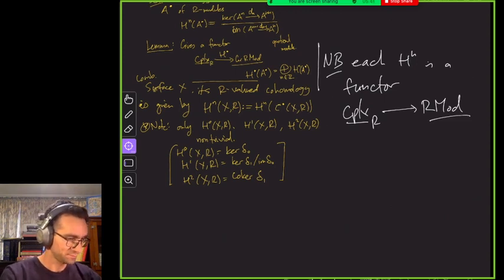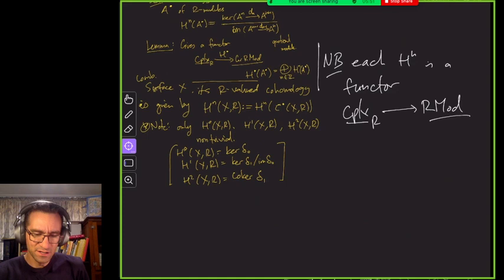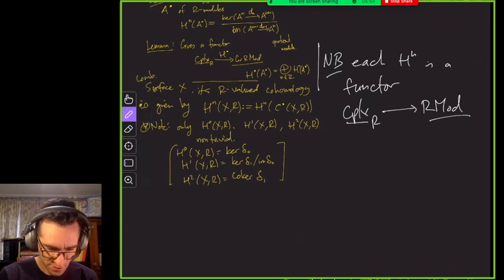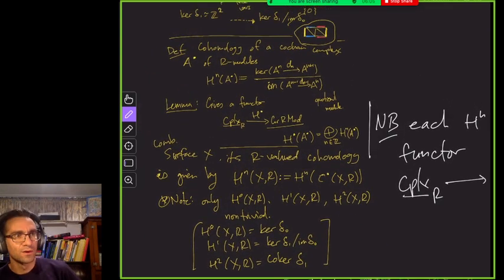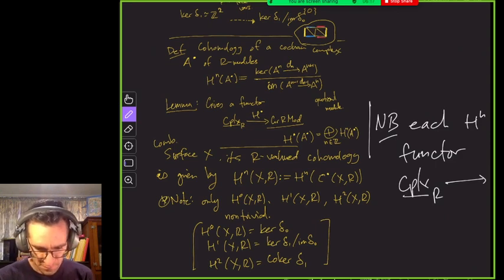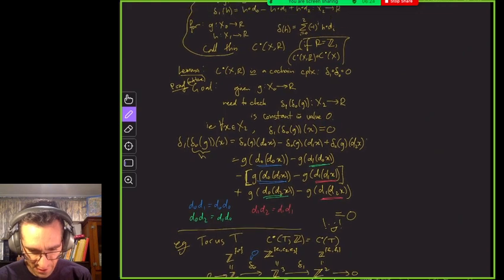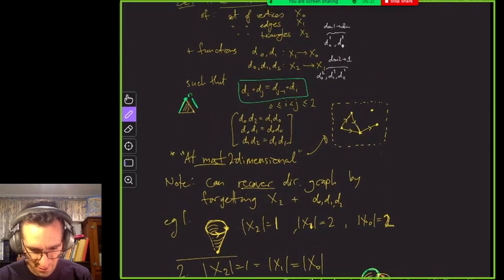All right, so what I gave here is the fact that cohomology of a cochain complex is a functor. Covariant functor, if you're paying attention at home, but it's not so important. Let me just double check. What have we got up here? Did I say something like cochain complex is a functor? No.